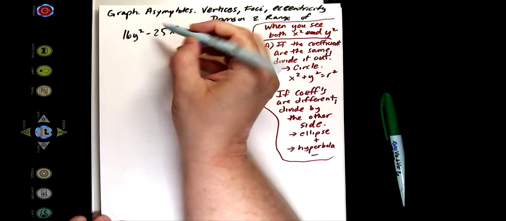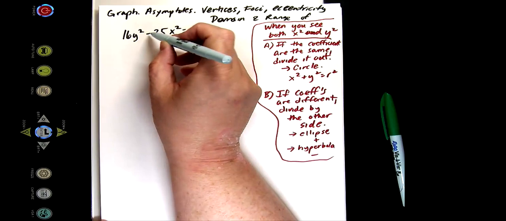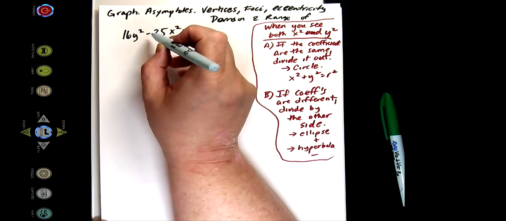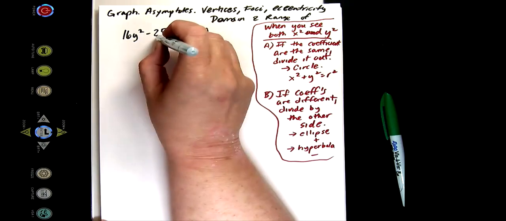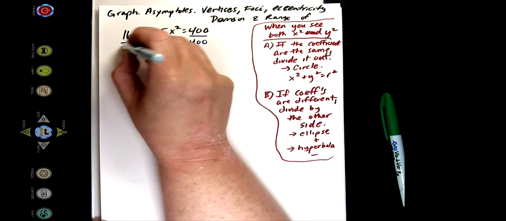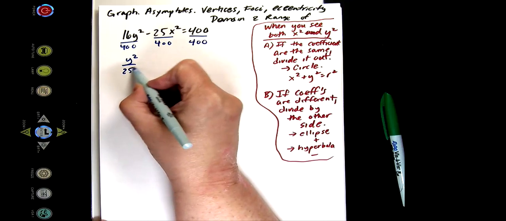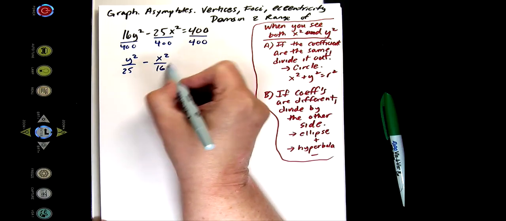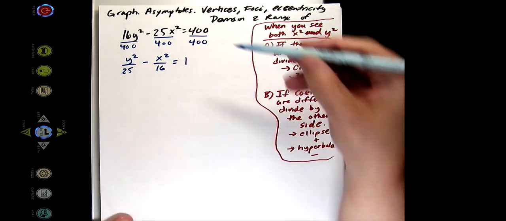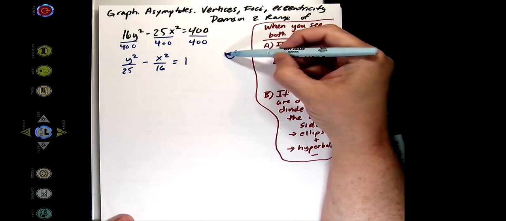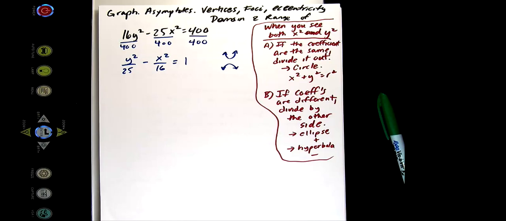In this case, I have a y squared and an x squared. I have a minus sign between them, which tells me this is a hyperbola. I want a 1 on the right, so I'm going to divide everything by 400. My y is the positive one. It's going to look like that. It's going to open up and down.